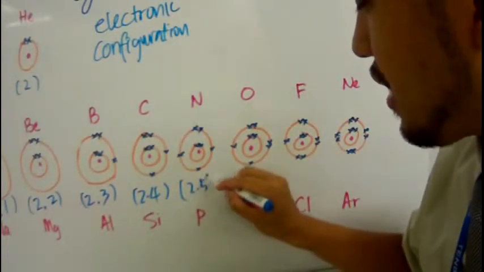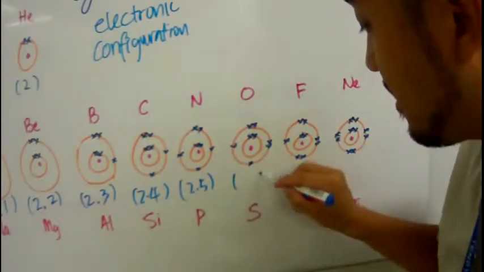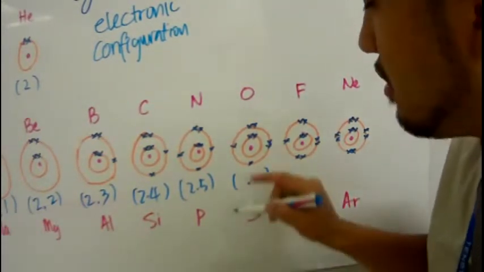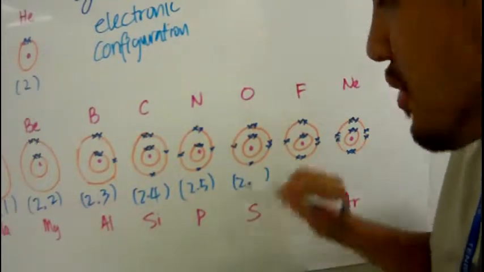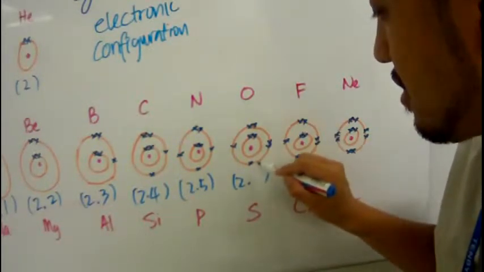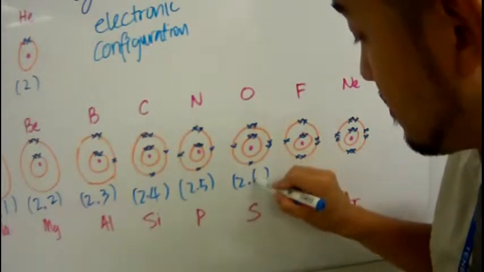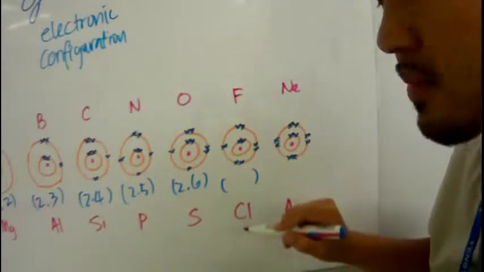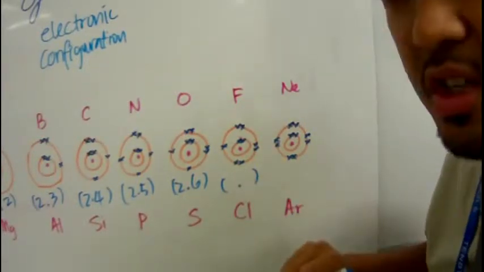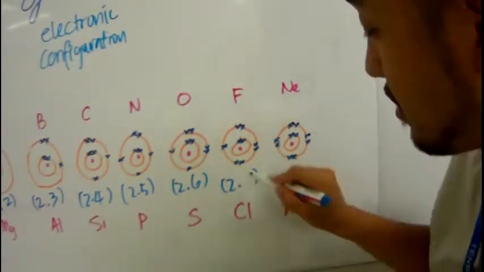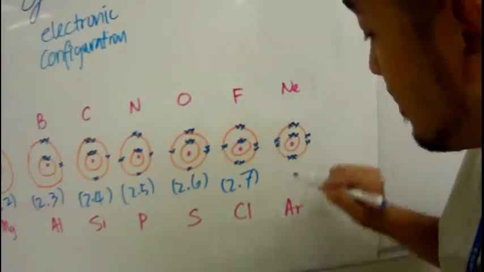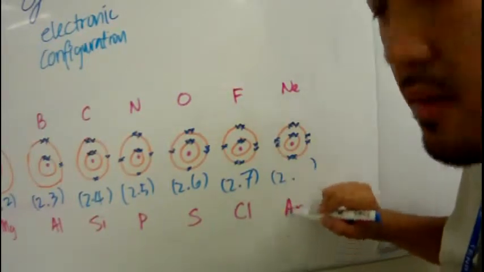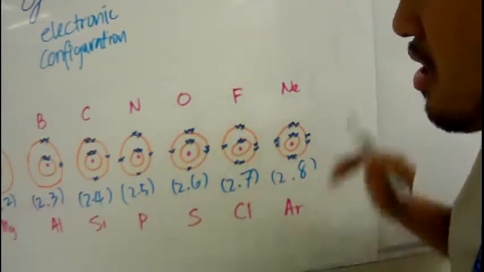Nitrogen will have a 2,5. Am I going too quick? Let's look at oxygen. It has 2 energy levels, put a dot in the middle, 2 electrons on the first energy level, and 6 electrons on that second energy level. So you have it like so. Fluorine will have 2 energy levels, 2 electrons on the first energy level, and 7 electrons on the second energy level. And finally, neon will have 2 electrons on the first energy level and 8 electrons on the second energy level.